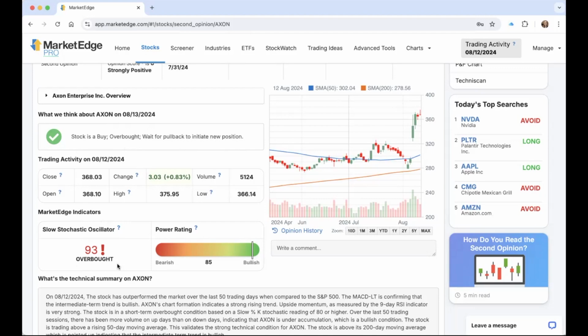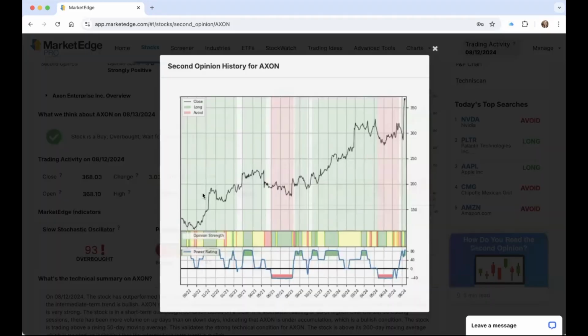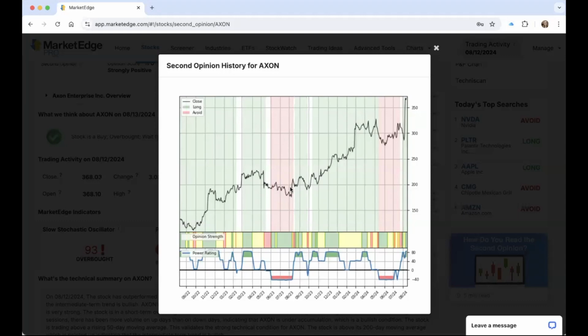Let's talk about opinion history. This is something that's only available for pro customers, but it's pretty cool. When you click opinion history, you see a chart of our opinion history going back 2 years. So green is long, white is neutral, red is avoid. You can click it to make it a little bigger. Basically it gives you a history of how our opinion has performed on this stock over the 2-year time period. In this case, it's performed pretty good.